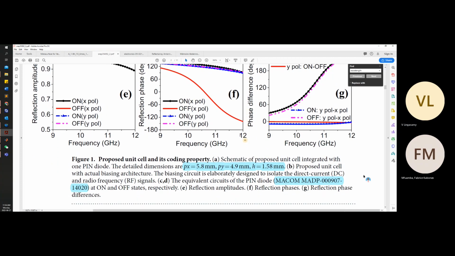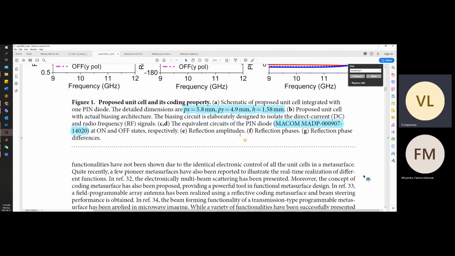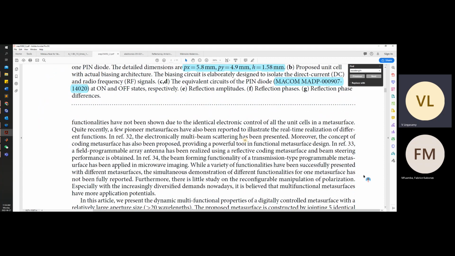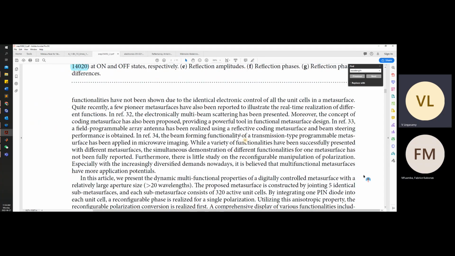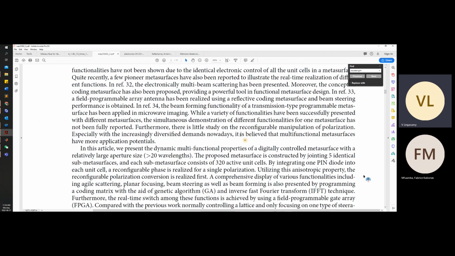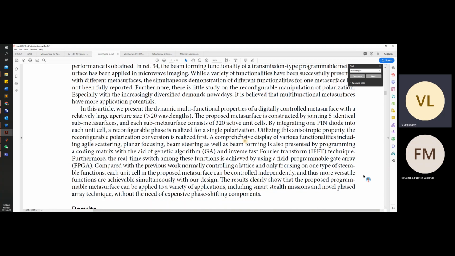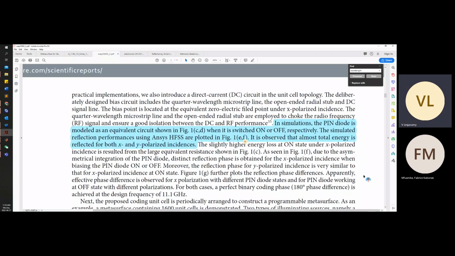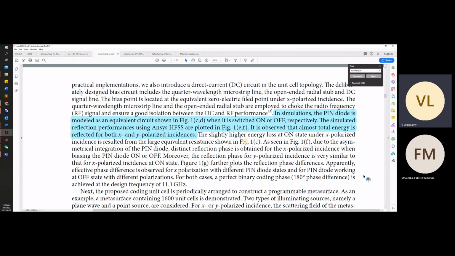Let me explain this equation first, and then we can move on to that. You can search for that lambda, maybe they mentioned lambda somewhere. Or you can start with lambda by 2 and then the unit cell size. That patch size we can mention as 5.8 mm and 4.9 mm. Let me go to that.